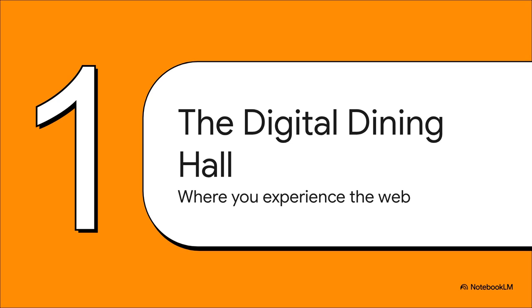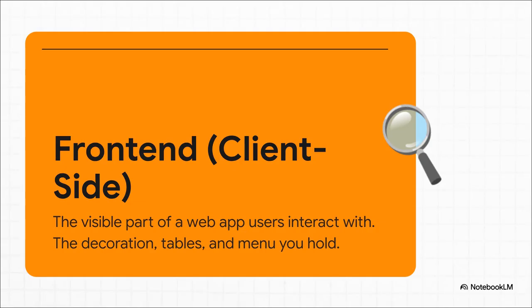All right, so let's start our tour right where you'd expect, in the dining hall. In the world of the web, this is what we call the front end. It's the part you already know, the part you interact with, really the part you're supposed to see. So this front end, sometimes you'll hear it called the client side, is literally everything you see and touch. The layout, the colors, those buttons you click. In our restaurant, it's the decorations, the tables and chairs, even the menu you're holding in your hands. And here's the cool part. All of this visual stuff, it's all happening right inside your web browser.